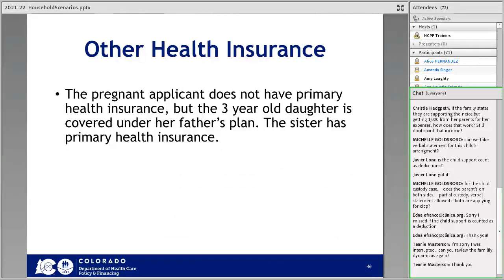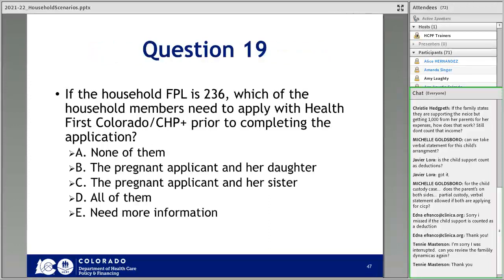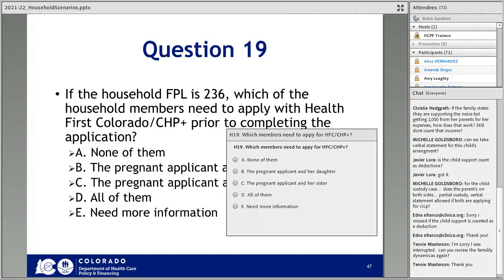All right, so health insurance-wise, the pregnant applicant does not have primary health insurance, but the 3-year-old is covered under her father's health insurance, and the sister has her own primary health insurance. If the household FPL is 236, which of the household members need to apply with Health First Colorado or CHIP Plus prior to completing the application? None of them, the pregnant applicant and her daughter, the pregnant applicant and her sister, all of them, or do you need more information to decide?